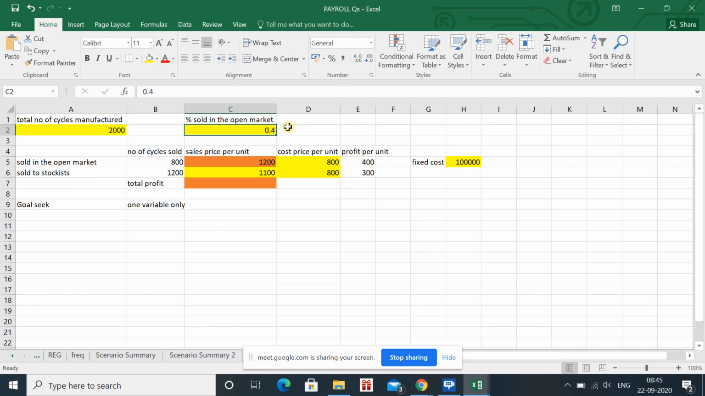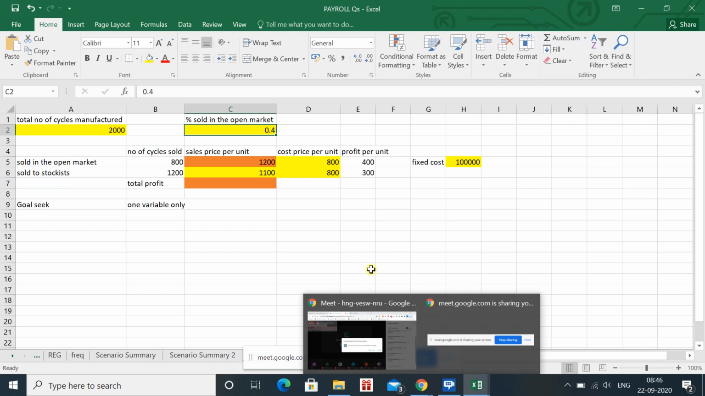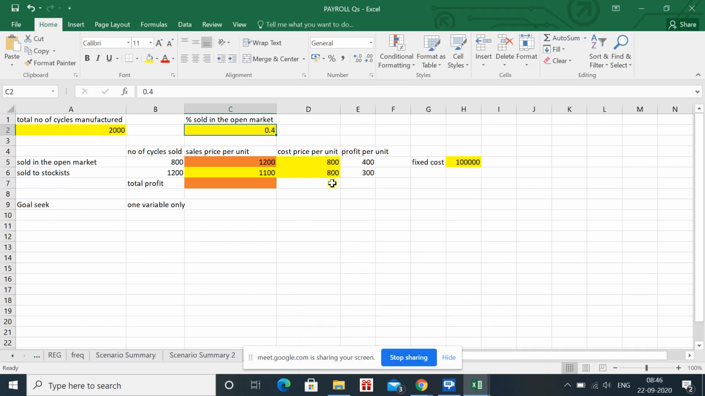that the manufacturer is selling to two people, in two categories. One is he is selling in the open market, the other he is selling to the stockist. And for the stockist, they have given the prices, at what price he is selling to the stockist, and the price at which he is selling in the open market. Sale price per unit is given, cost price per unit is also given.